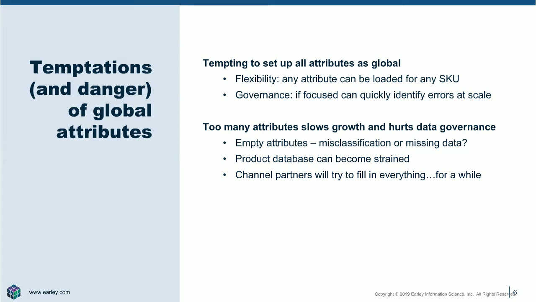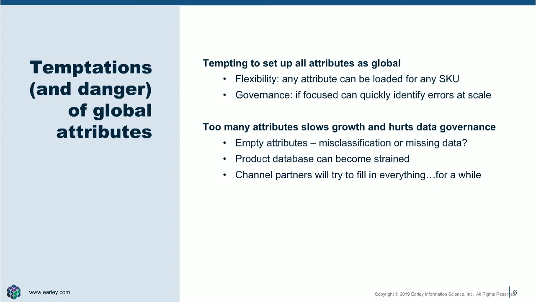So the nice thing about global attributes as a default is it does make it pretty flexible. You can load any attribute for any SKU that you load into your selection. And theoretically, if you do that well, then from a governance perspective, the great thing about global attributes is you write one set of business rules for governance, and then the tools that you have can check everything that you carry. But in reality, this works better in theory than it does in the real world.